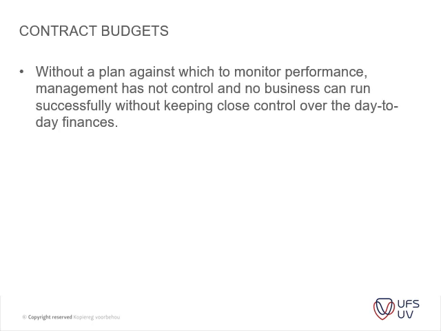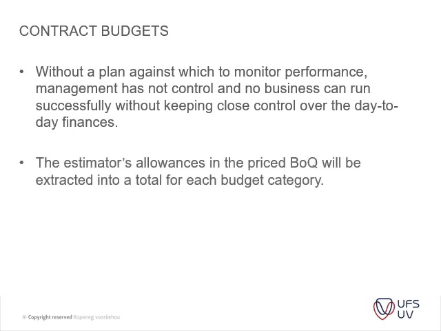Okay, then you've got your contract budgets. Without a plan against which to monitor performance, management has no control, and no business can run successfully without keeping close control over the day-to-day finances. Okay, the contractor's allowances in the BOQ will be extracted into a total for each budget category.